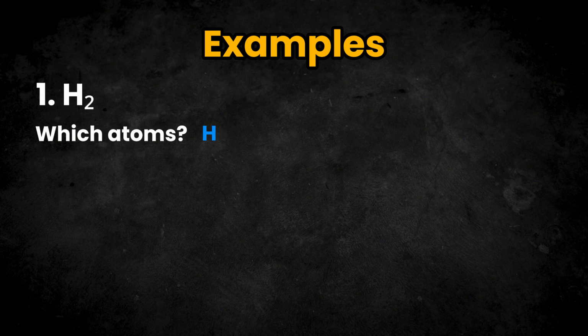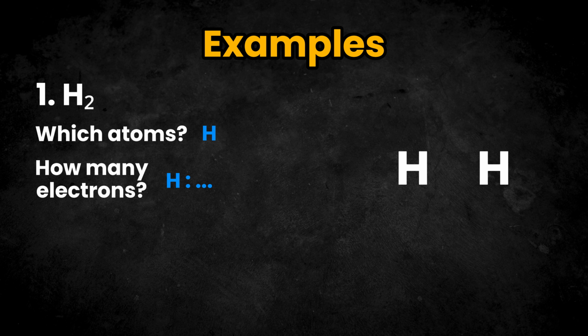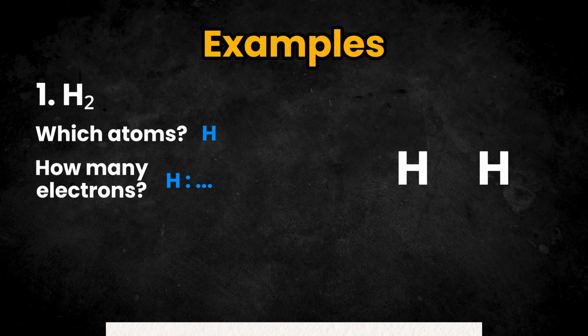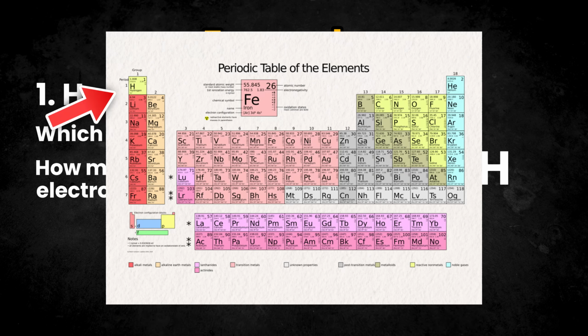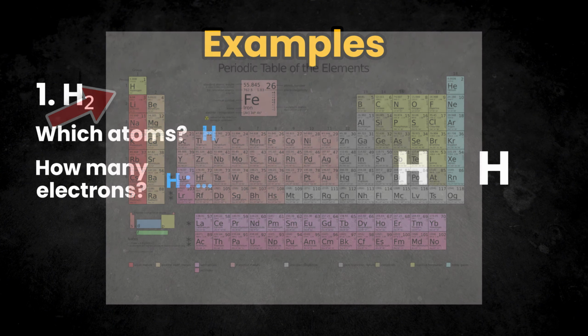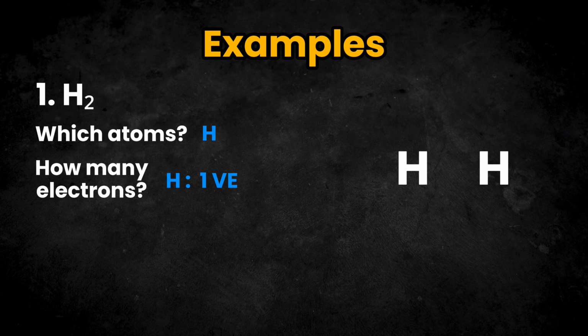We can already place the two hydrogen atoms next to each other. It doesn't really matter how you position them, just make sure they're not too far apart. Then we need to look at the periodic table to see how many electrons hydrogen has in its outer shells. We can see that hydrogen is in group 1, so it has one valence electron. This means we just need to place one dot next to each hydrogen atom. Then, we simply draw a line connecting the two dots, and that's it. The Lewis structure of this molecule is complete. It wasn't so bad, was it?